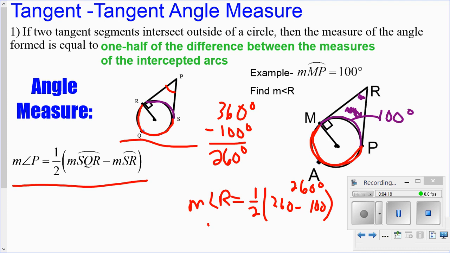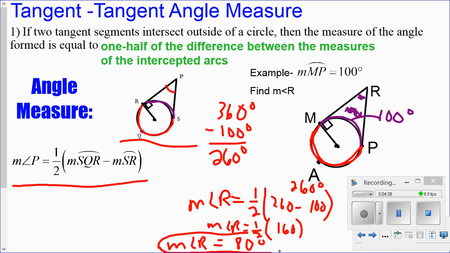So when I do that, the measure of angle R is 1/2 of 260 minus 100, which is 160, and 1/2 of 160 is 80, and these are degrees that we're talking about. So the measure of angle R is 80 degrees.